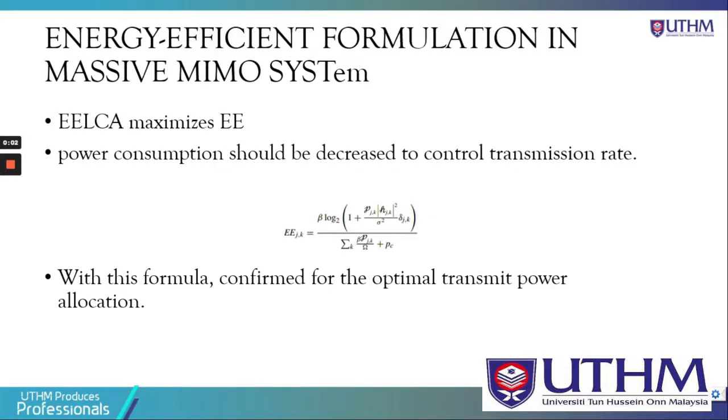Okay, the second one is the energy efficiency formulation in the massive MIMO system. The EELCA maximizes the EE depending on optimizing the objective function over all transmit power allocations, and the power control is essential to improve system performance by optimizing high achievable data rate and energy efficiency. To minimize the active users' transmit powers, the total power consumption model for downlink is adopted. So this formula, which is a quasi-concave function, confirms that there exists a unique global optimal transmit power allocation.